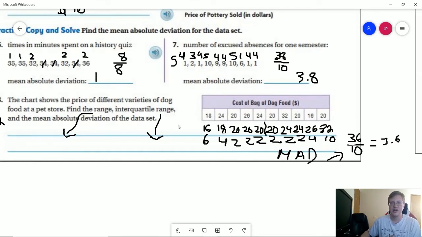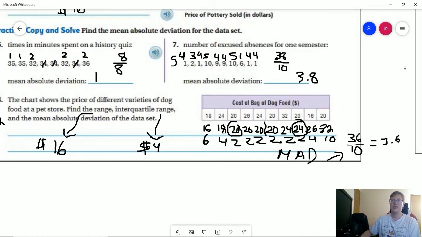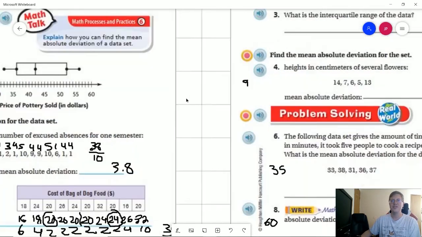The range is going to go from 32 back to 16, which is going to be a value of 16. And we should be using dollars for each of these. So $16, pretend I drew one in there. And then our interquartile range, we are working with 20 and 24 for our upper and lower quartiles, so that would give us $4, and that is probably the worst looking dollar sign I've ever drawn. Understandable considering I'm working with a mouse.